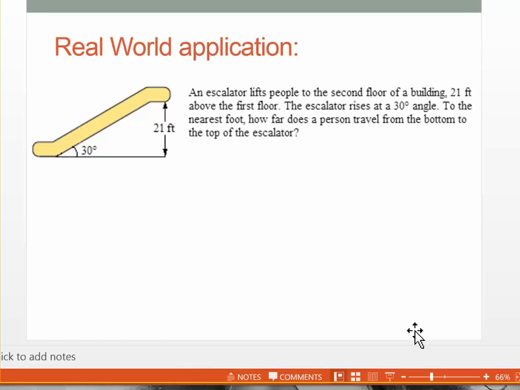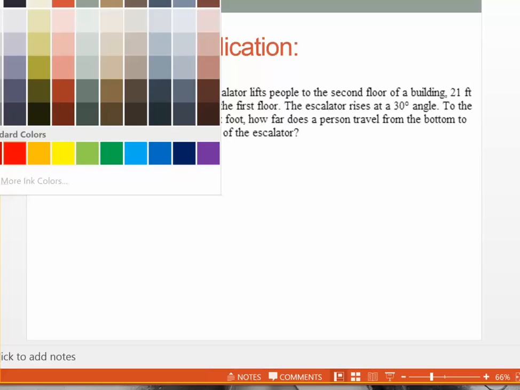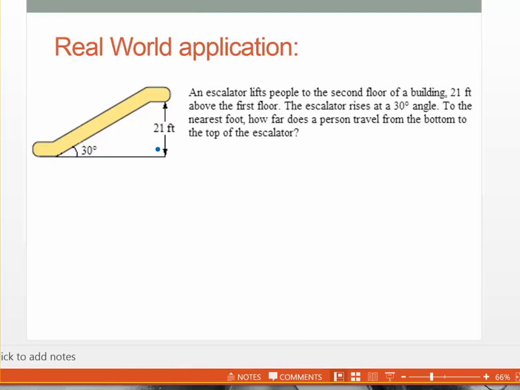So go ahead and read this over. I'm going to pause the video. You pause the video. And then when you come back, we'll work it out together. Okay, so hopefully you've had a few minutes to try to work this out on your own. We're going to change up the color to blue just for fun.